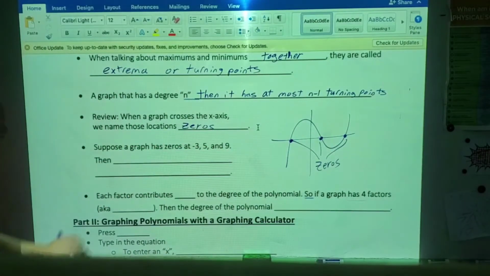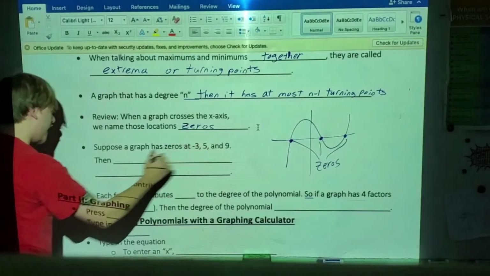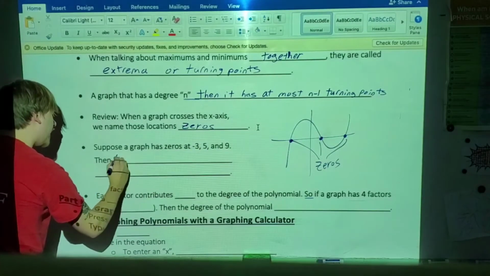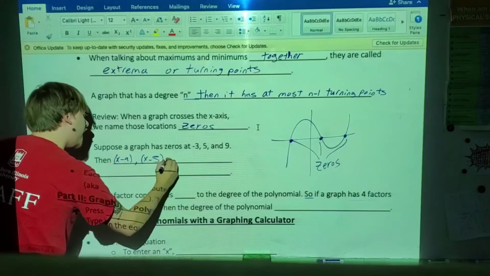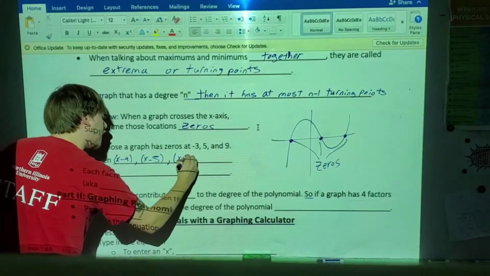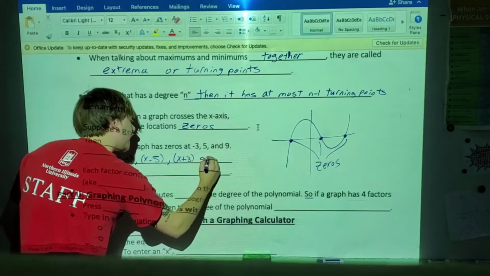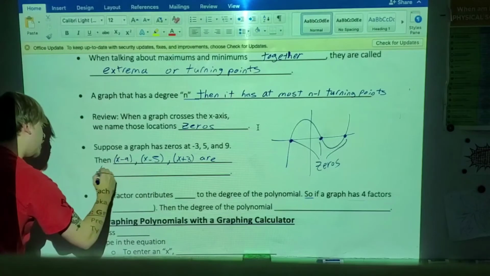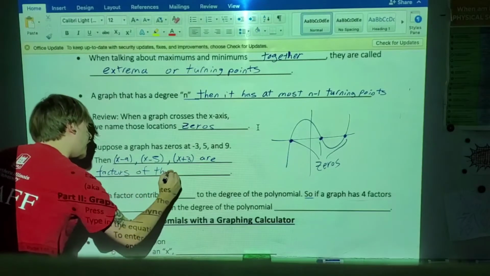Okay, so suppose we have a graph that has zeros at -3, 5, and 9, then that means x minus 9, x minus 5, and then x plus 3, because that one's a negative. That means all of those are factors of the polynomial function.